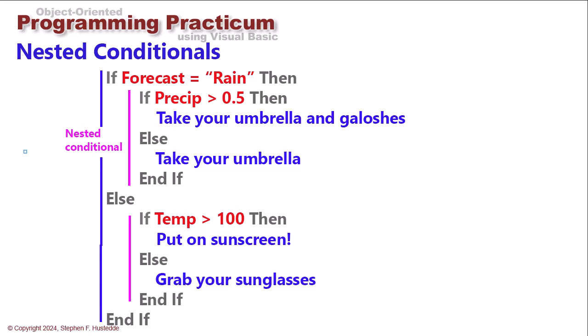We can have as many nested conditions as we want. And so we could put another nested condition. Maybe we have the else take your umbrella. We could ask another question and do different forks there.